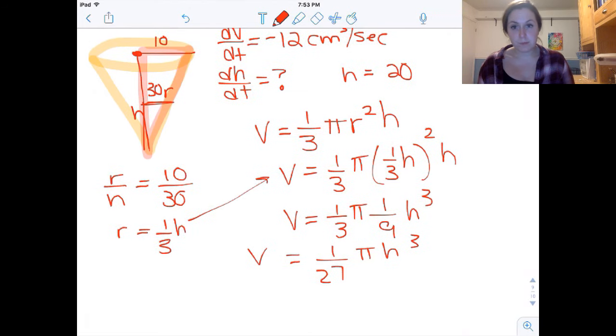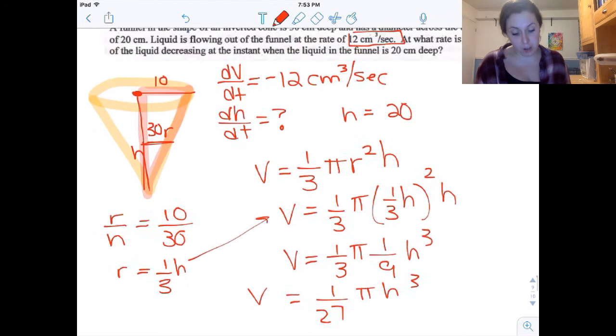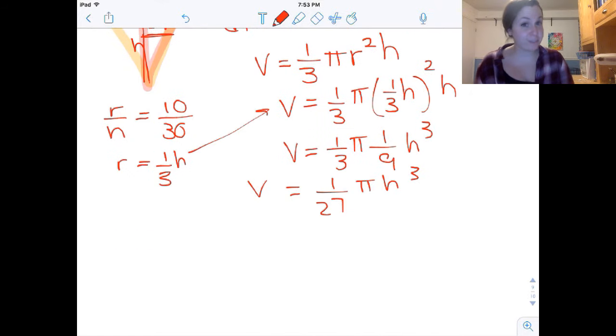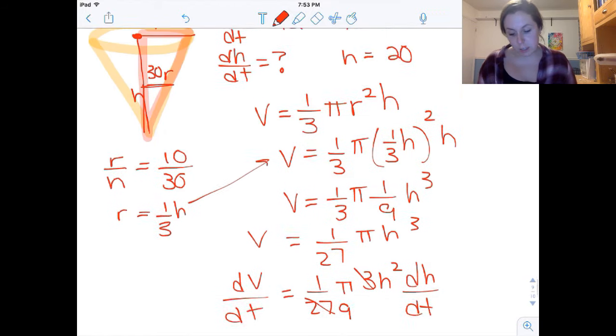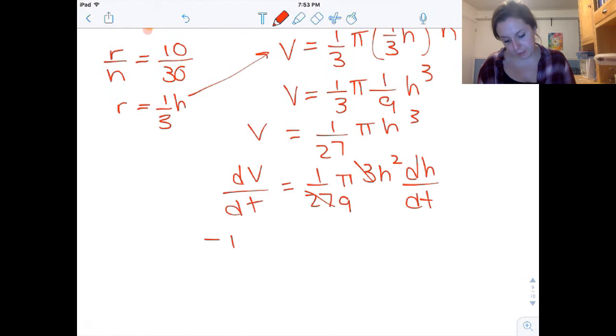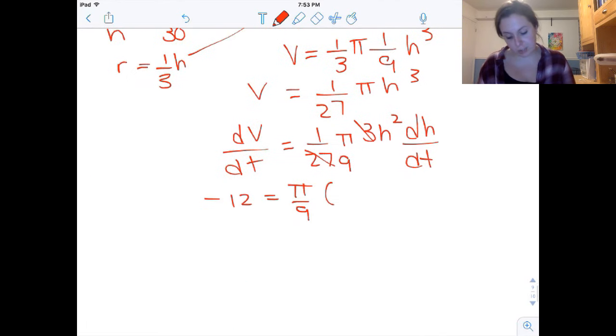So now we want to know dh/dt. We have V and dV/dt. Taking the derivative of both sides, dV/dt is 1/27 pi 3h squared dh/dt. We can reduce this a little: 3 goes into 27 9 times. So what I know here is negative 12 equals pi over 9 times, they told me that h is 20, squared, dh/dt.